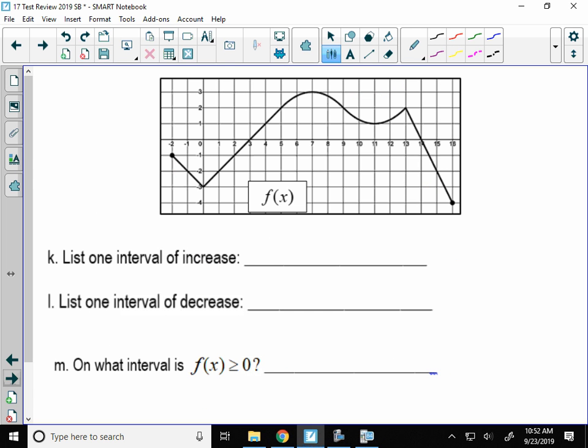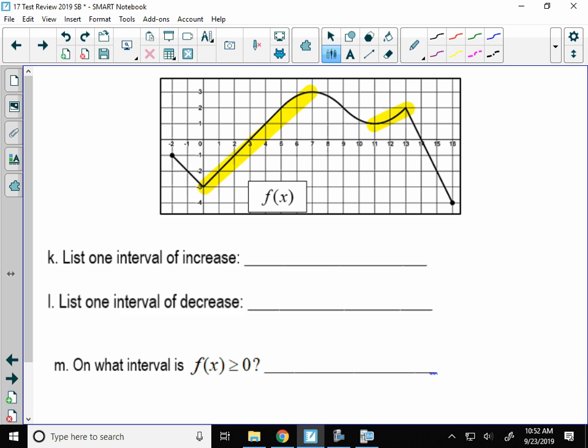All right, same graph. Interval of increase. Now it says just list one. I'm going to list all of them. That's where our graph is going up from left to right. So we're increasing here, we're increasing here. You can use an inequality or interval notation. Here, I'm going to use interval notation. I'll write the inequality above it, though.